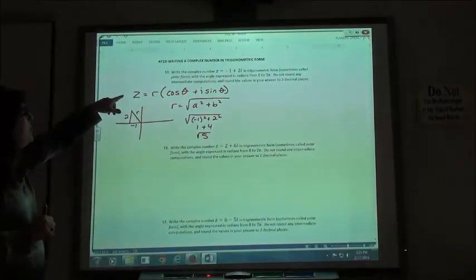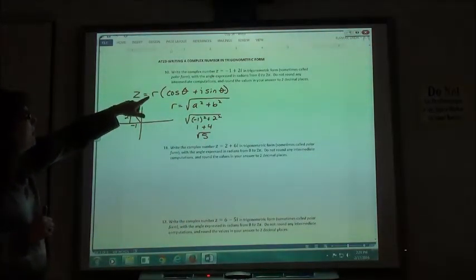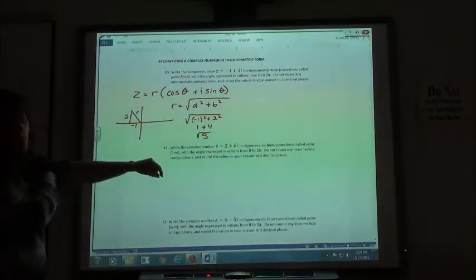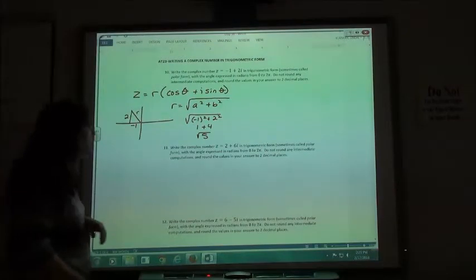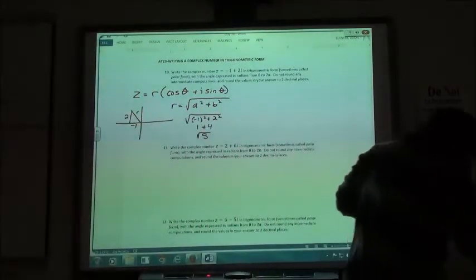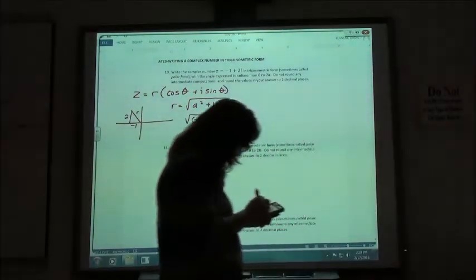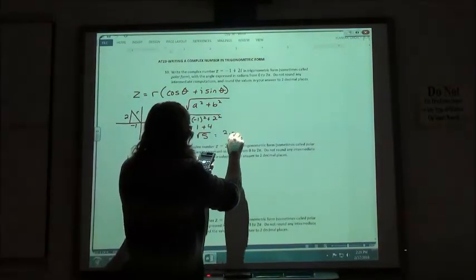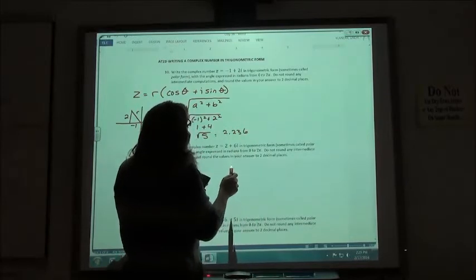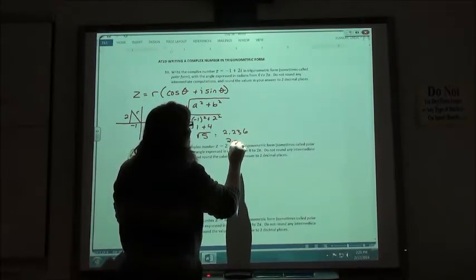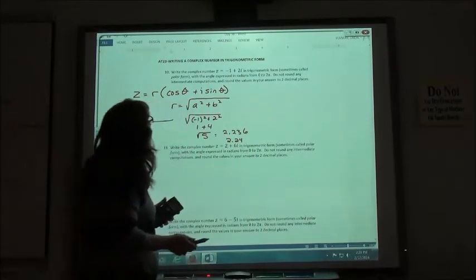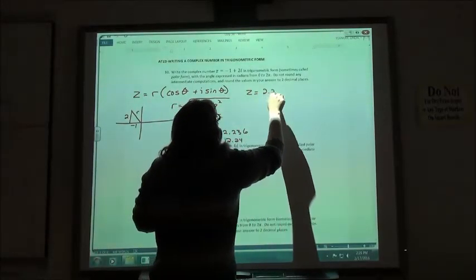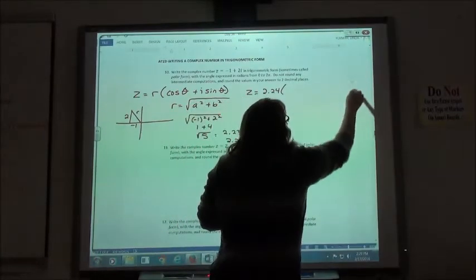Now again on this one, we want our values rounded off to 2 decimal places, which tells me I don't want to leave it in radical form. I want to change it to a decimal. So I'm going to calculate what the square root of 5 is. Square root of 5 is 2.236, so rounding off to 2 decimal places, 2.24. So z is going to equal 2.24, and now I've got to find the other part of that.